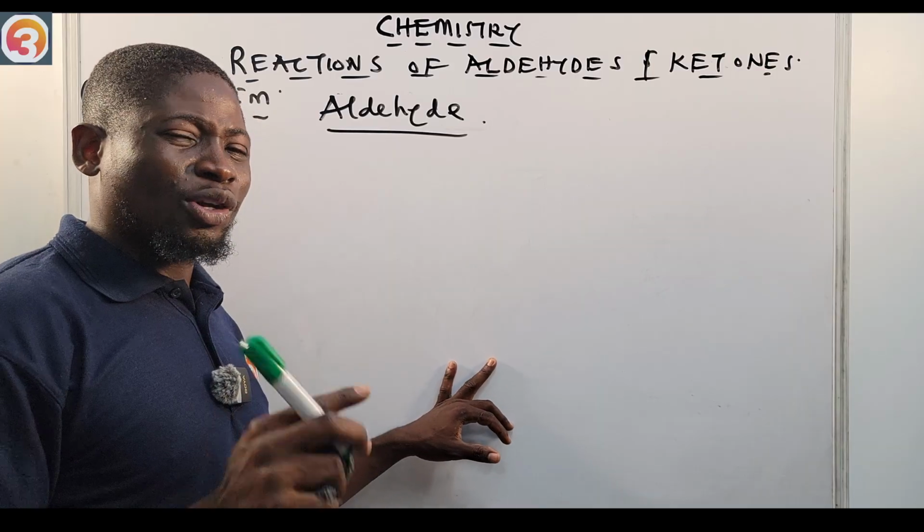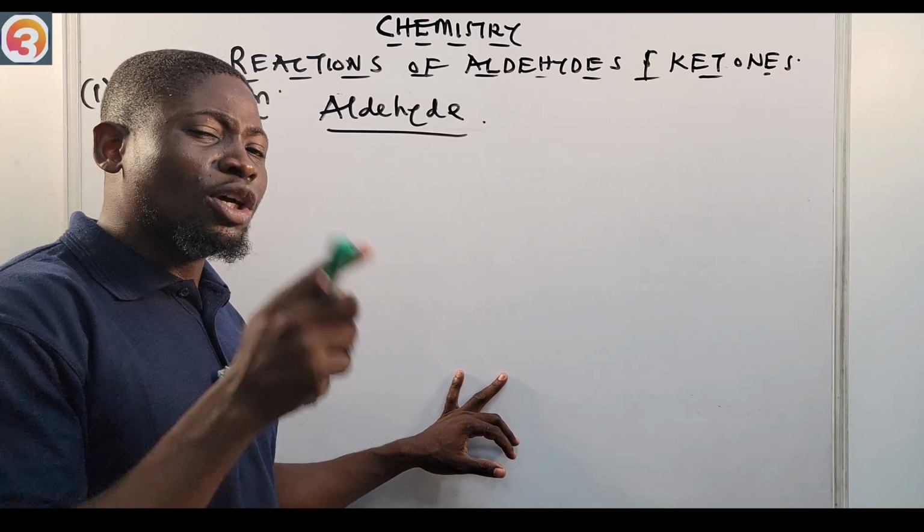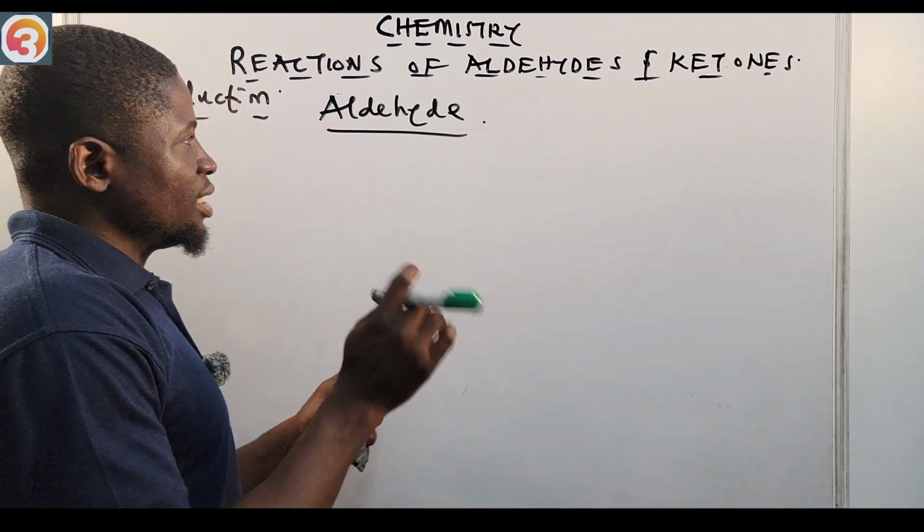So that will give us a secondary alcohol. That means it must be bonded to 2 R groups. It must be bonded to 2 R groups. Let us see what I'm talking about.